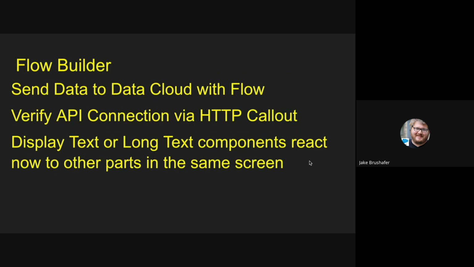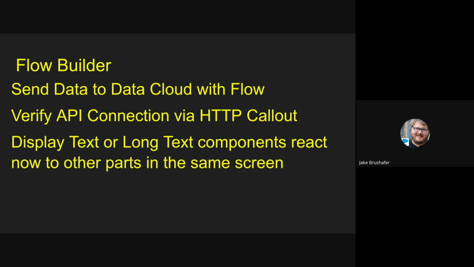All right. There's a lot of cool new updates to Flow Builder. If you're using Data Cloud, you can now send data to Data Cloud with Flow. Beforehand, you could reference the data, but now you can actually send data to Data Cloud with your Flow. You can verify your API connections via the HTTP callouts now within the Flow Builder. Before, you had to do it outside of there. Now you can actually verify your connection, make sure it's a valid connection before you move on. So when you're actually in the builder, you can verify your connection, which is kind of nice.